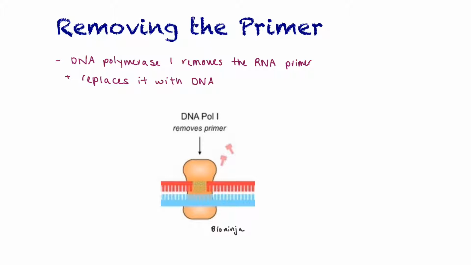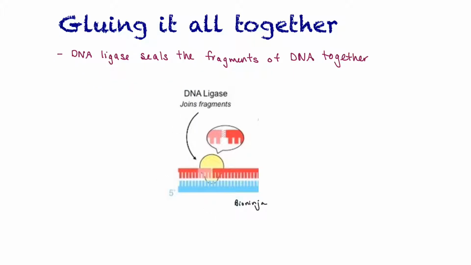Once the DNA molecule has been copied, the primers now need to be removed. And the enzyme that's responsible for that is called DNA polymerase I. Now you might be wondering where DNA polymerase II is. There actually isn't one. And DNA polymerase I removes the RNA primer and replaces that primer with DNA. So you can see that happening in this diagram from BioNinja. So this was the primer, it's erasing it and then bringing in DNA nucleotides to replace that original RNA primer.